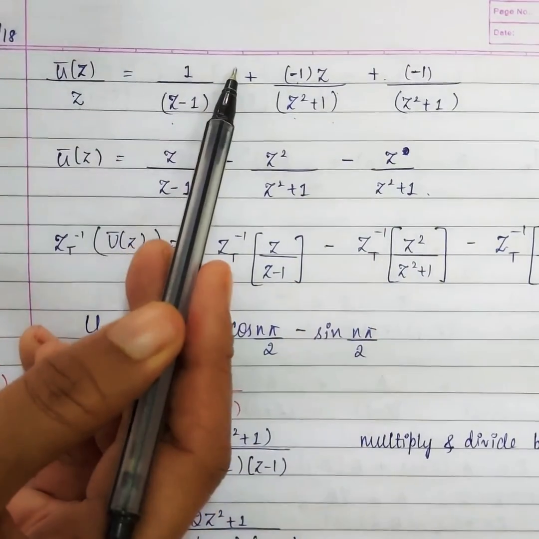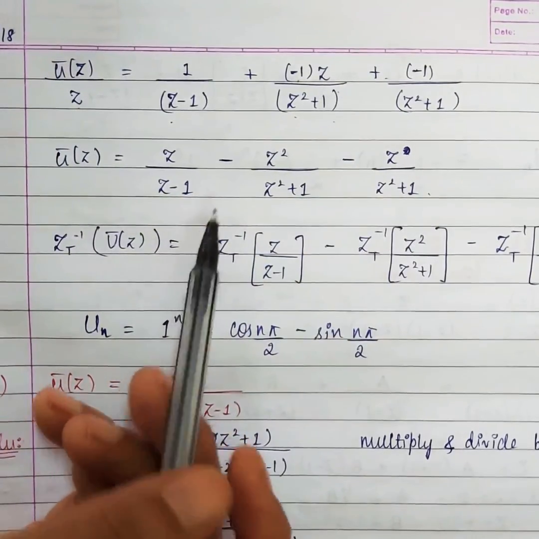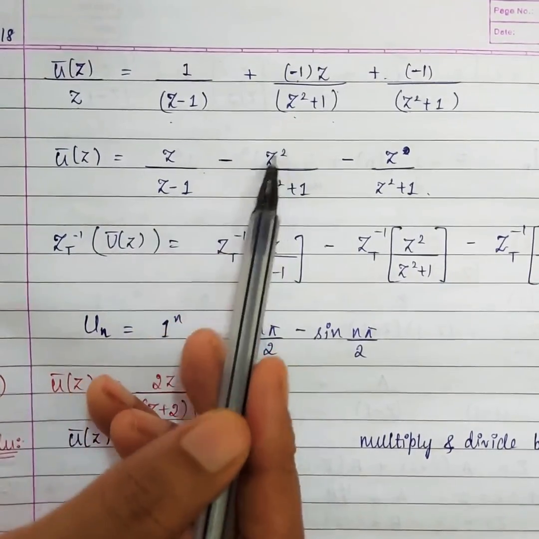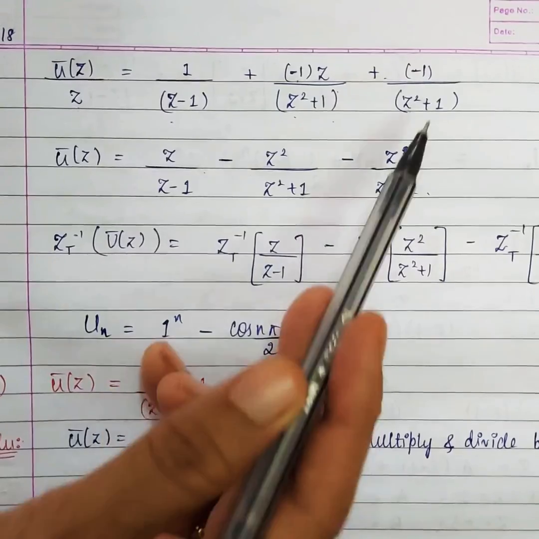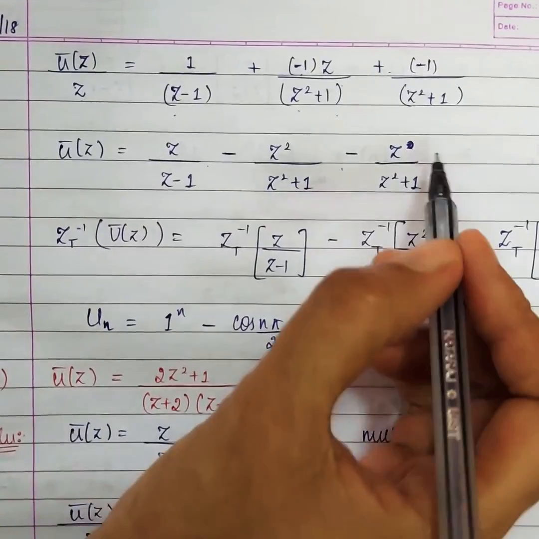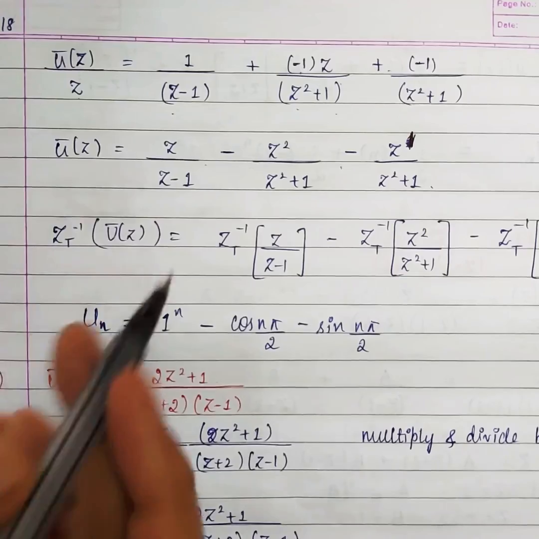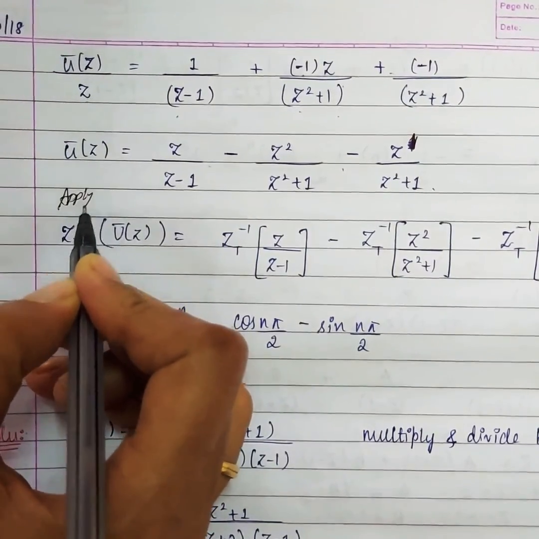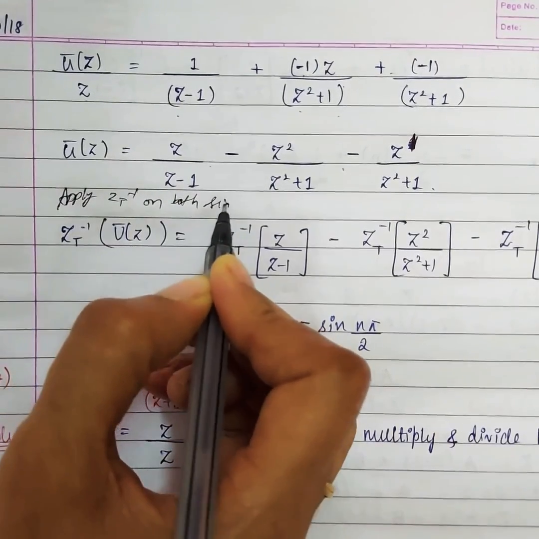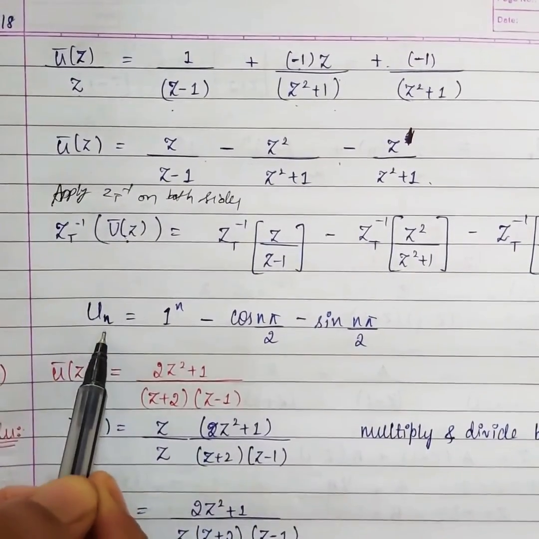Now this z I am taking to the other side finally. After writing it, it is beautifully looking in the formula format: z by (z minus 1), minus, pushing this minus to the front, z square by (z square plus 1), minus, pushing this minus to the front, z power 1 by (z square plus 1). So now, applying inverse transform on both sides. Please mention that. Apply inverse z transform on both sides.